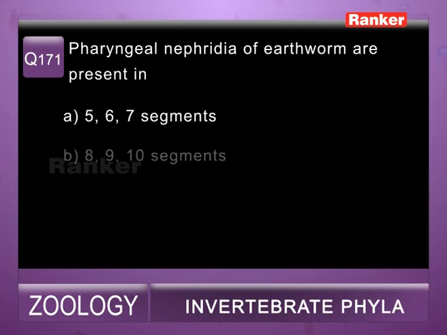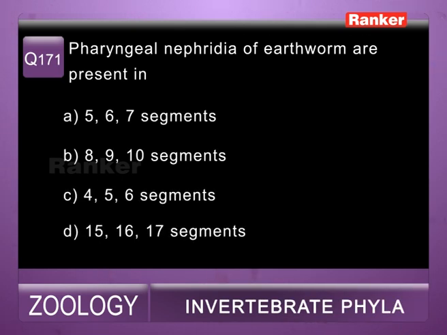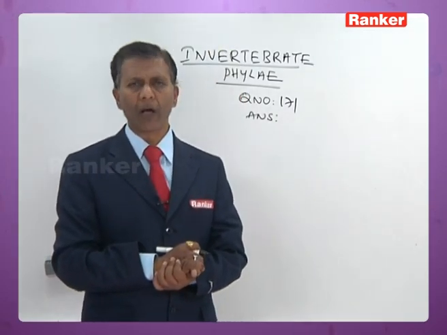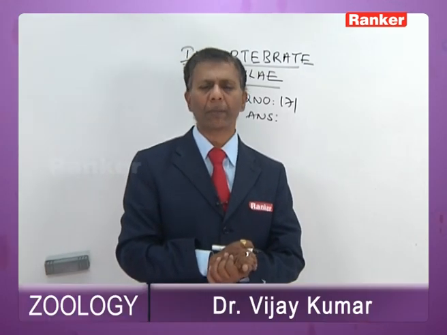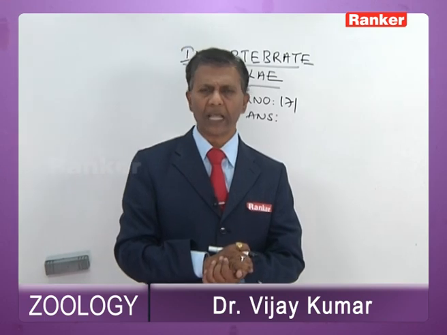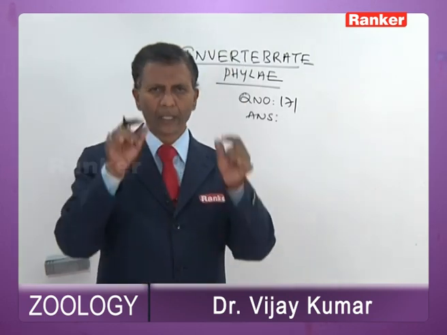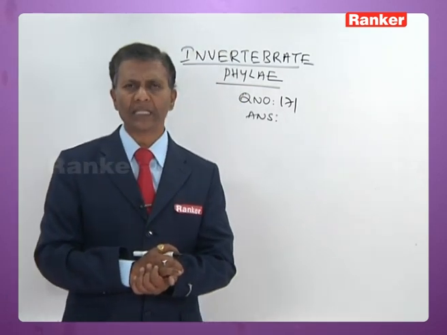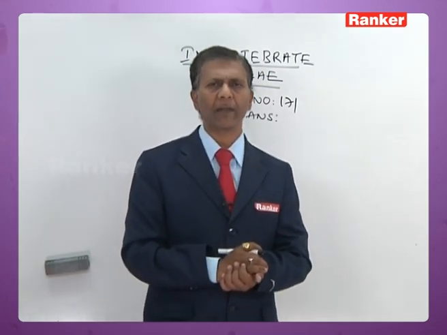Now 171 question, pharyngeal nephridia of earthworm are present in A 5, 6, 7, B 8, 9, 10, C 4, 5, 6 segments, D 15, 16, 17 segments. I have already made a mention about this. Pharyngeal nephridia, 3 pairs of bunches of pharyngeal nephridia are present in 4th, 5th and 6th segment. Pharyngeal nephridia of 6th segment open into buccal cavity through long pharyngeal nephridial ducts. The pharyngeal nephridia of 5th and 6th open into pharynx through pharyngeal nephridial ducts.